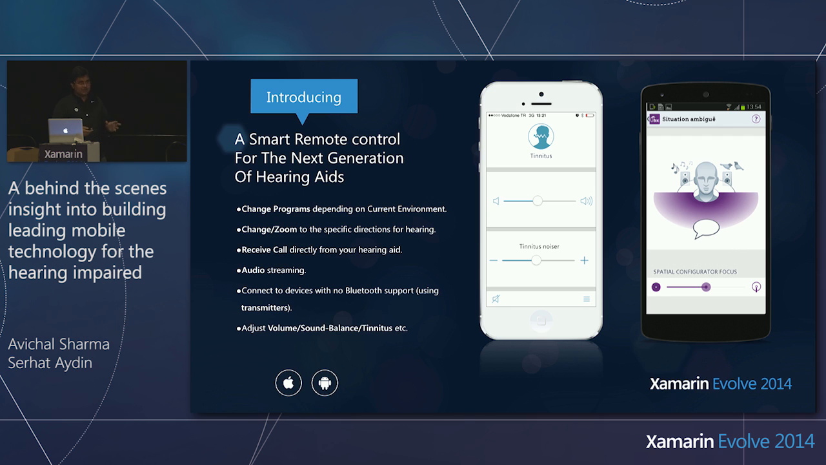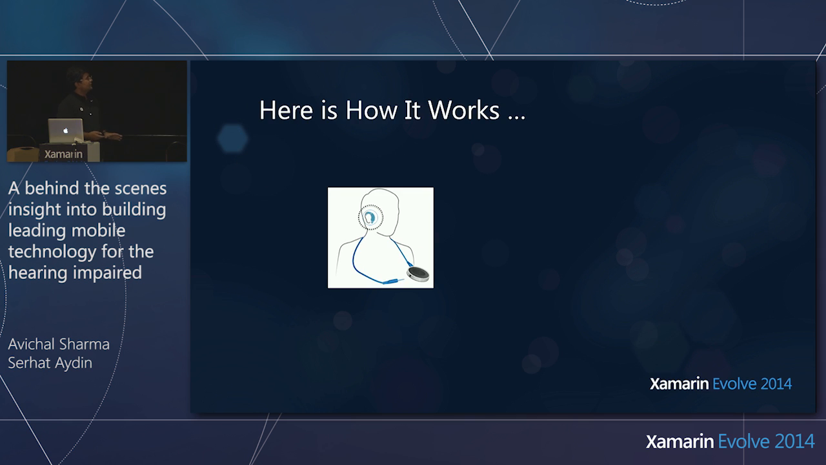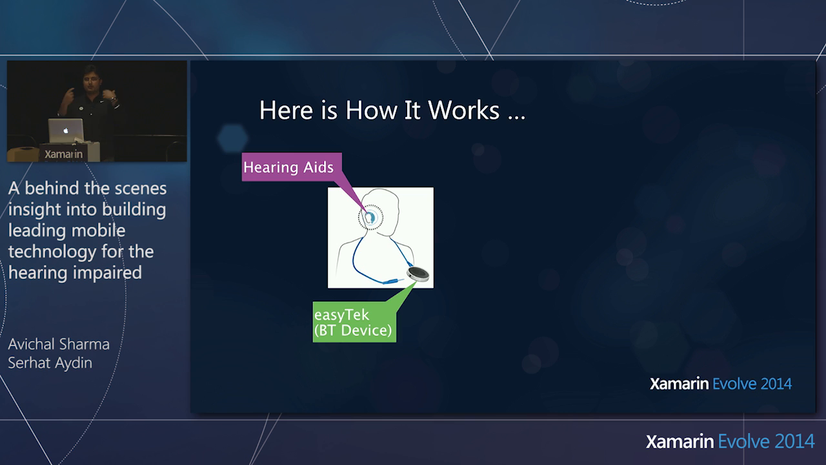Well, I confused you guys too much with a lot of devices and a lot of different kinds of protocols. So I would like to go through how this all makes sense, how this all works together. This is how it works. You have your hearing aids. You plug them into your ears, and they are configured with different kinds of programs. And if you have a little bit more money with you, you can buy this smart easyTek Bluetooth device. You just wear it. It hangs around your neck.